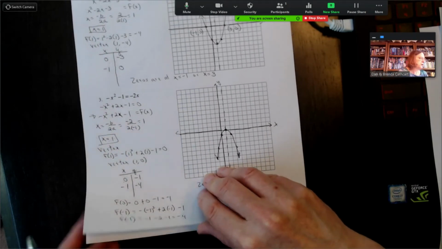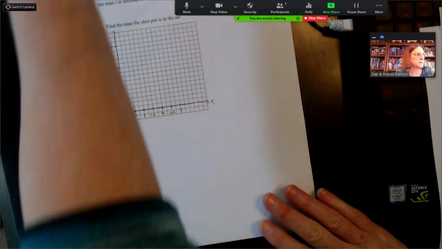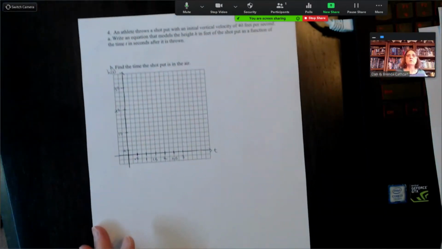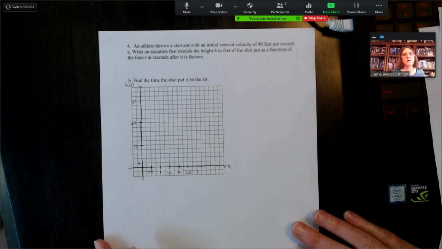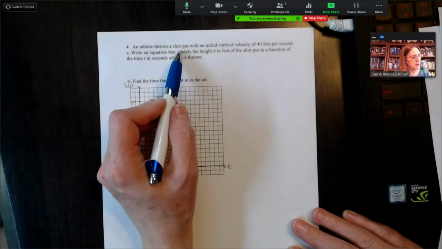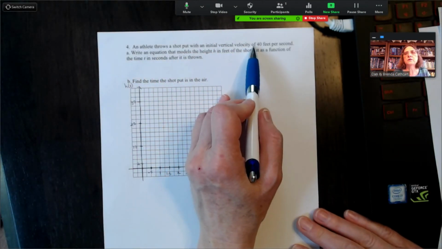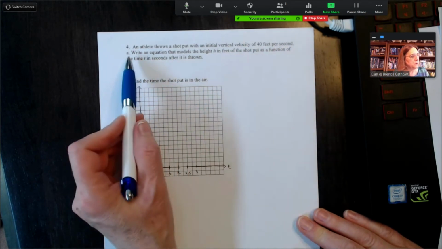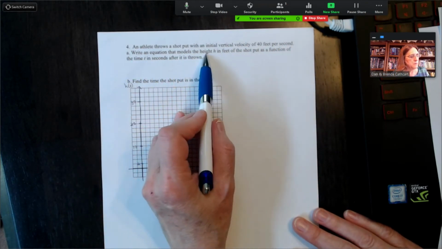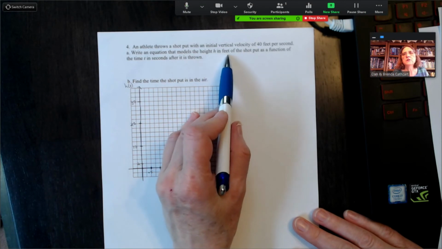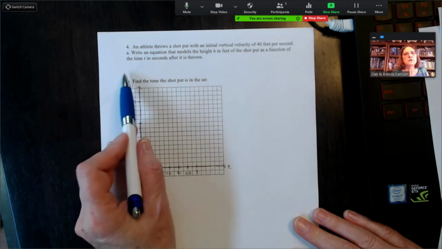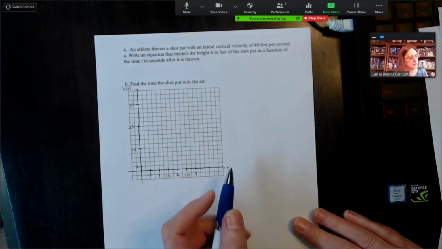Okay, let's do a story problem application with this, and then we're going to be set. So one more problem. Here we go. An athlete throws a shot put with an initial vertical velocity of 40 feet per second. We want to write an equation that models the height h in feet of the shot put as a function of the time t in seconds.